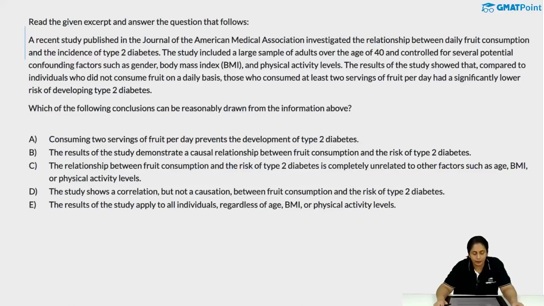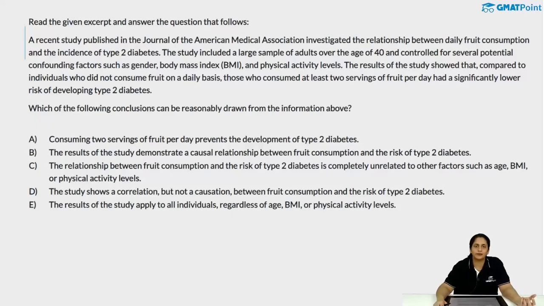A recent study published in the Journal of American Medical Association investigated the relationship between daily fruit consumption and the incidence of type 2 diabetes. The study included a large sample of adults over the age of 40 and controlled for several potential confounding factors such as gender, body mass index, and physical activity levels. The results of the study showed, compared to individuals who did not consume fruit on a daily basis, those who consumed at least 2 servings of fruit per day had a significantly lower risk of developing type 2 diabetes.